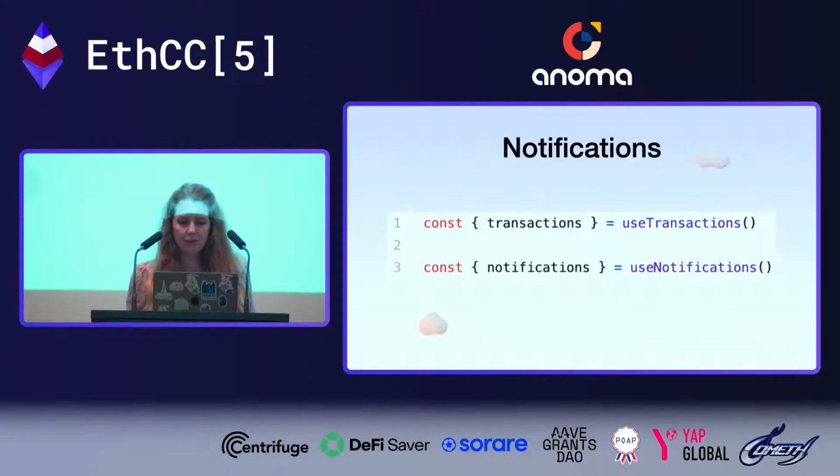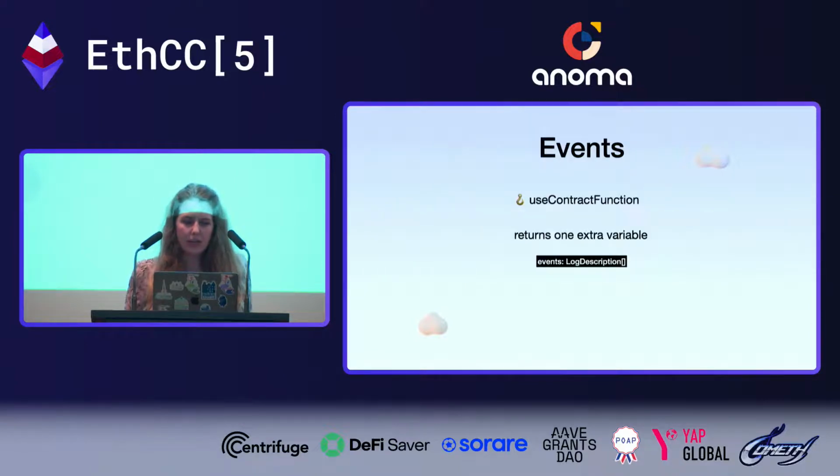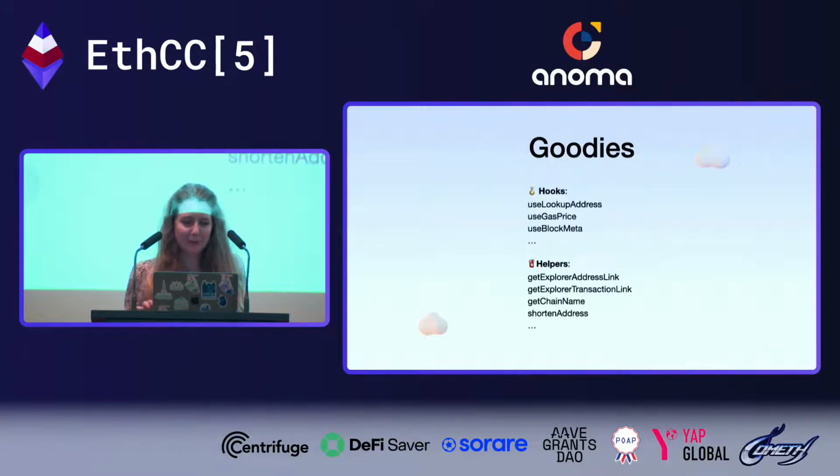We also have notifications. It's very simple to use with transactions, right? Transactions is the history of transactions that we sent, and then notifications you can just use like this. Another extra thing is that the useContract function returns an additional parameter that is events, and it's super easy to get events of the transaction you just sent. It used to be very painful to do.